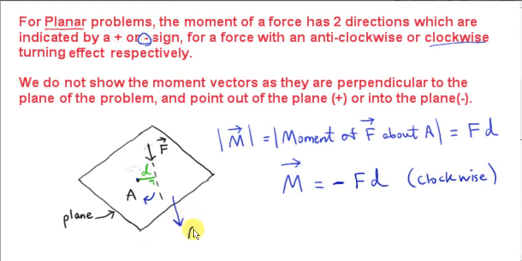So it would look like this. See, there's only two directions to consider. Either the moment vector is pointing out of the plane at right angles, or it's pointing into the plane at right angles. So when it's pointing out of the plane, it's positive, and when it's pointing into the plane, it's negative, but we don't have to worry too much about that aspect.